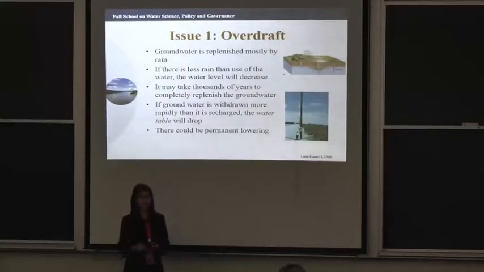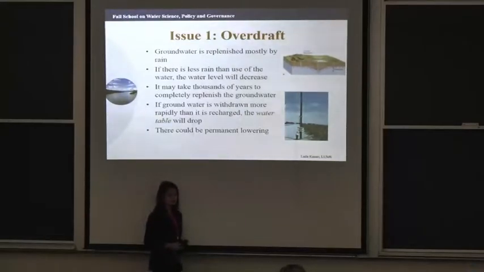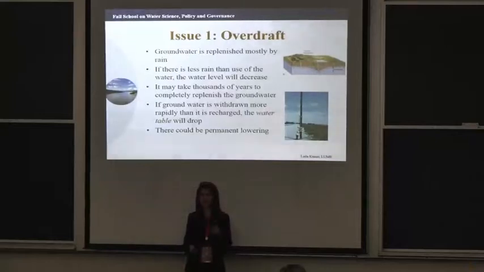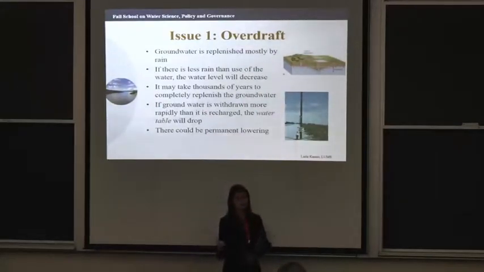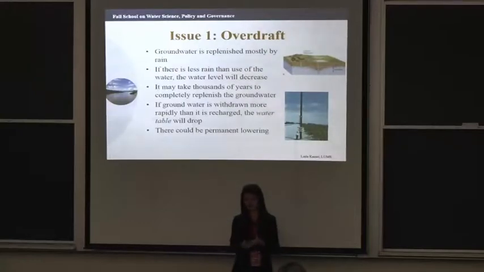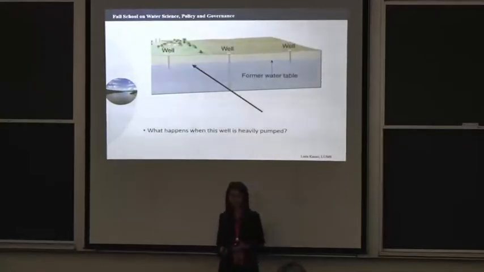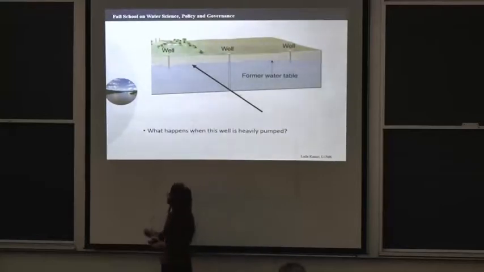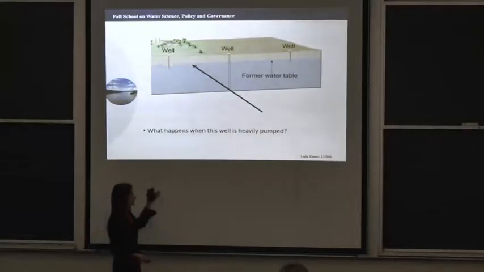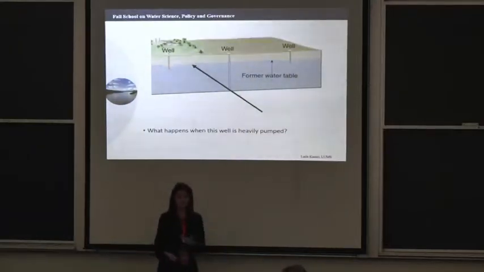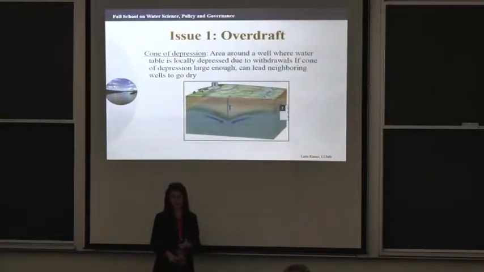If you do withdraw, and withdrawal is faster than recharge, the water table will drop. And at a certain point, there may be permanent flowing. That is when the aquifer will collapse, when you have sucked in so much water that there are no spaces left and there's compaction. So, if you had a hydrological unit like this and you reduce so much, you form a cone of depression.